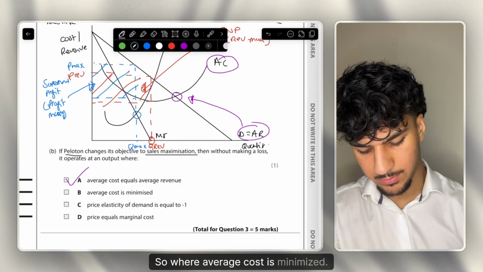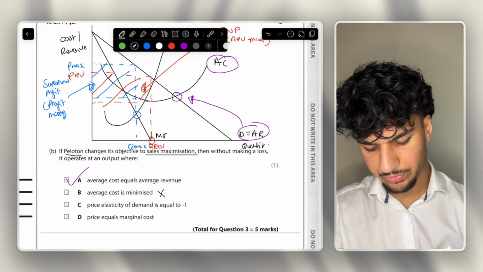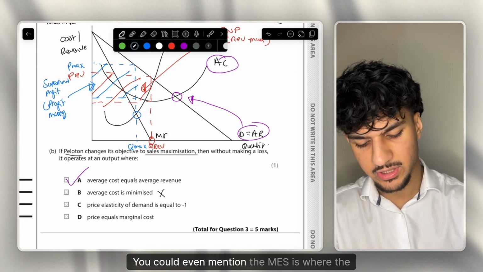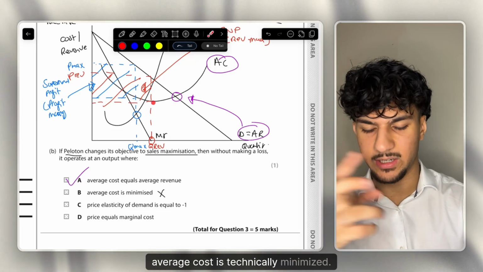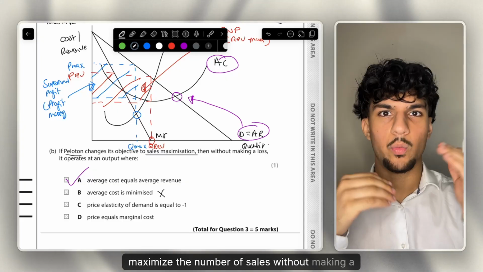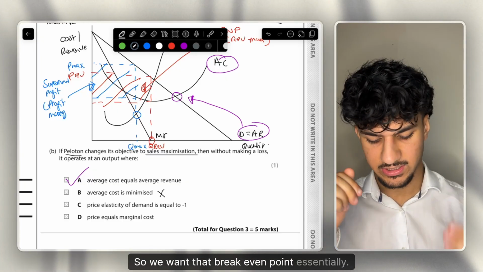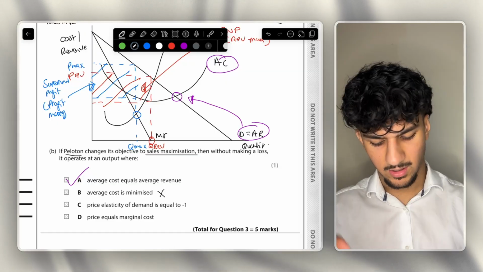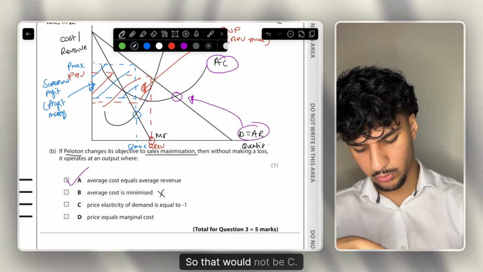So where average cost is minimised, that will not be correct, since there's lots of points on the AC curve where average cost could be minimised. You could even mention that MES is where the average cost is technically minimised. But what is sales max is where we want to maximise the number of sales without making a loss. So we want that break-even point essentially. So it would not be B. The PED is equal to -1. That really has nothing to do with anything, so that would not be C.